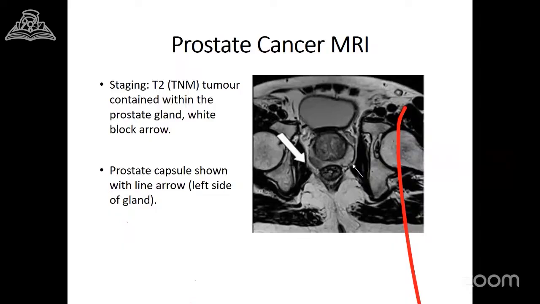On this image, the tumor is seen as being confined within the prostate gland, consistent with the T2 stage cases in the TNM system. The white bulk here indicates the intraprostatic tumor in this area, while the smaller lined arrow on the left side of the prostate gland outlines the prostate capsule. As you can see here, the capsule is intact and there is no invasion of the tumor.